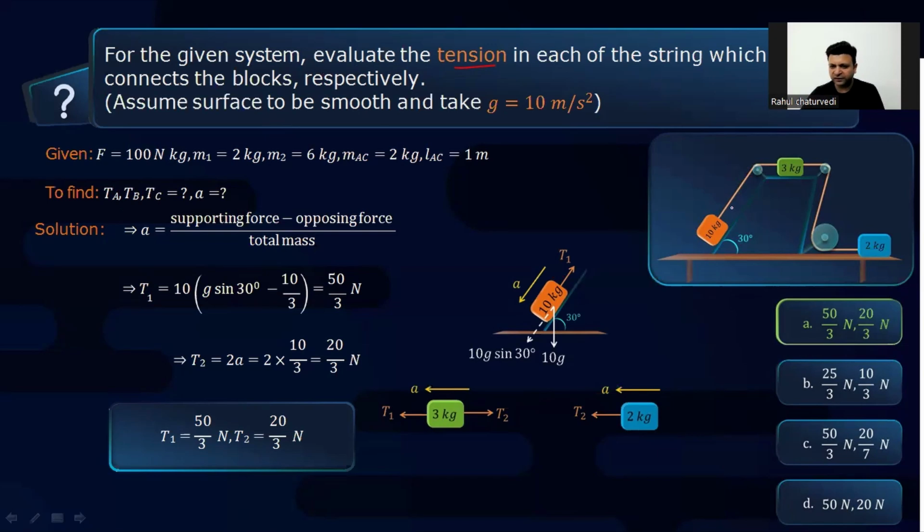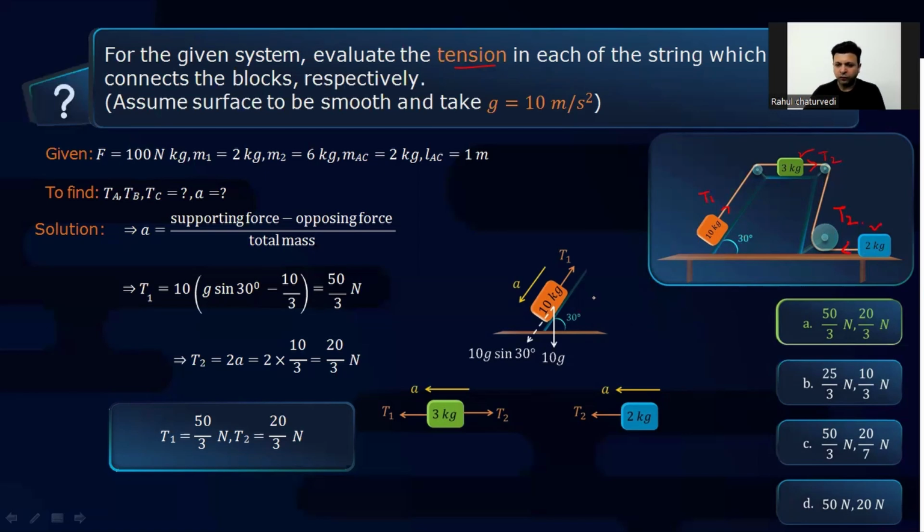Here actually two strings are connected. One string is connecting the 10 kg and 3 kg blocks, and another string is connecting the 3 kg and 2 kg blocks. So if I am considering the first one, tension is T1, right? And another one here, tension is T2. Right?